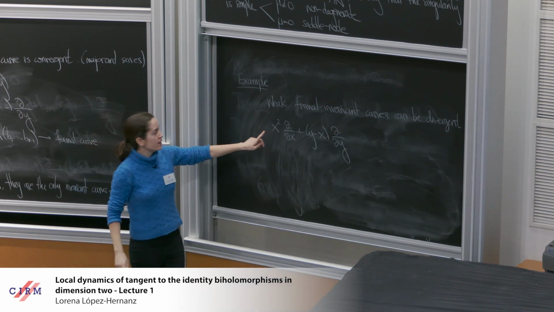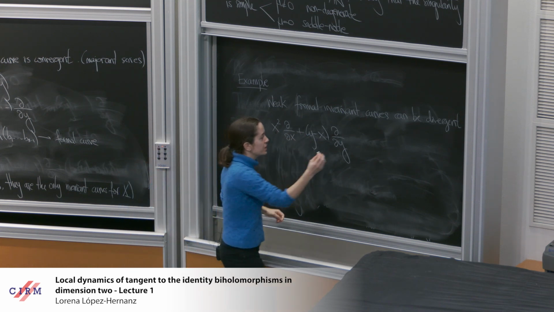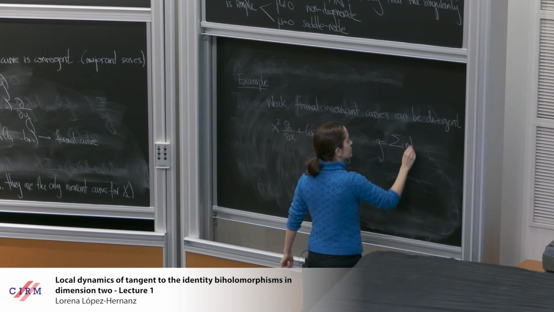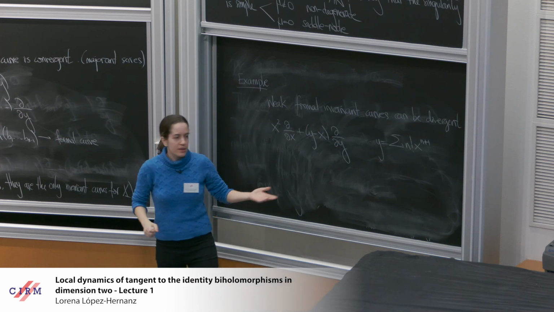Here we have x equals 0, which is the strong invariant curve, and if we do the computation with indeterminate coefficients, we find that this is n factorial x to the n plus 1, if I'm not mistaken. So we have something which is really divergent.